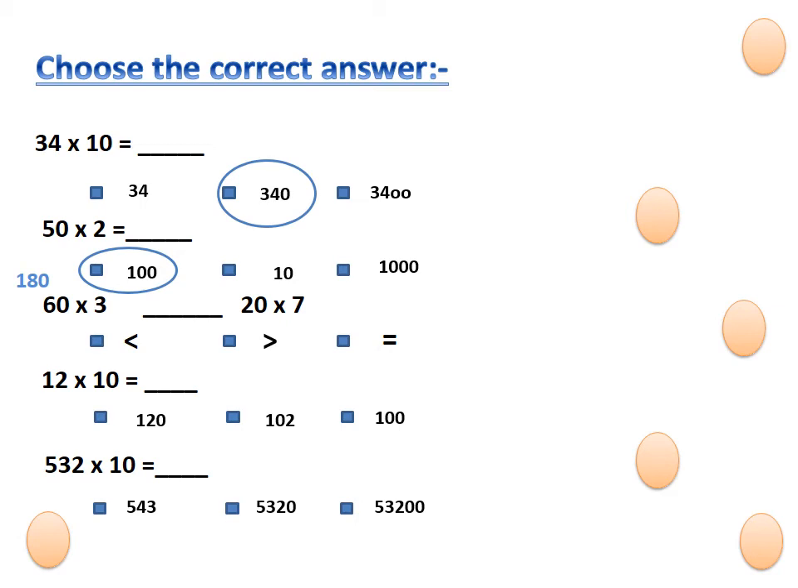And 20 by 7 will be 140. We will put the 0 and multiply 2 by 7. Which one is bigger? It's 180. Okay, the next one, 12 by 10. Put the 0 and multiply 12 by 1. So it will be 120.